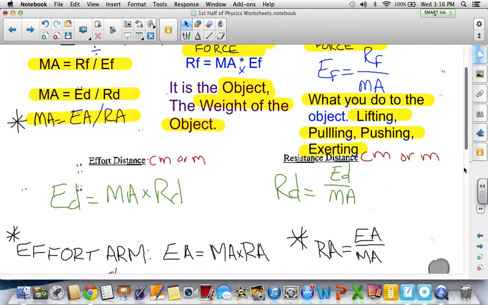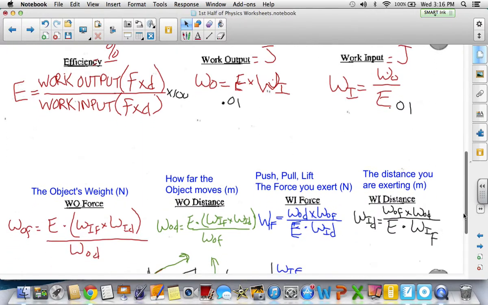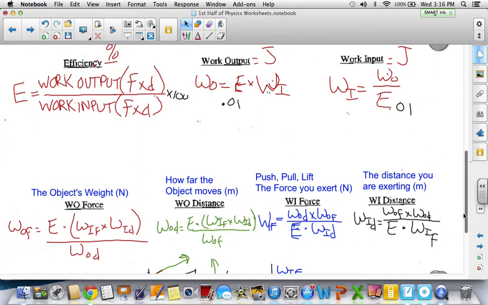So if we take a look at the equation then, we've got efficiency. The efficiency is the work output divided by the work input, WO divided by WI. So remember, work is again a force times a distance. So you now have an output force and an output distance divided by the input force and input distance. You take those two numbers, divide them out, times 100, and that gives you the percent efficiency of the simple machine. You can also solve for the work output by taking the efficiency times the work input.